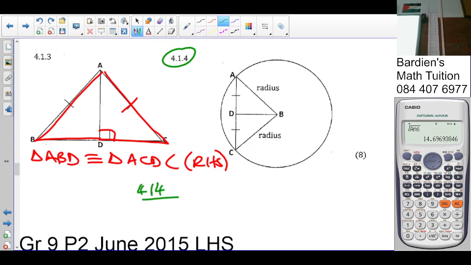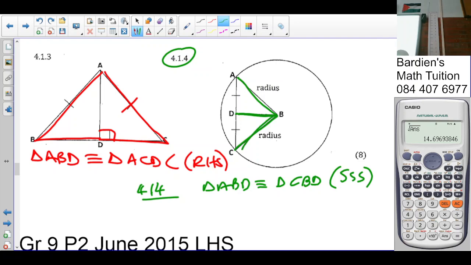Okay, 4.1.4. So it's again triangle ABD is congruent to triangle CBD. And what case of congruence is that? We use side, and this side. Yes, you can't use angle.